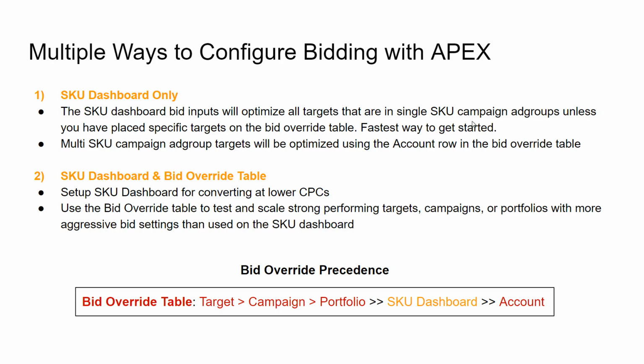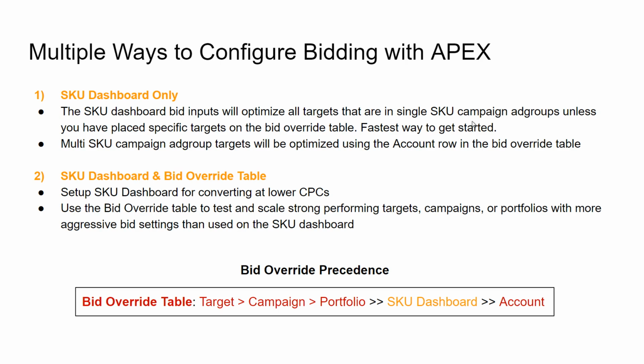It just essentially accounts for all of the multi-SKU campaign ad groups that would fall back, because the SKU dashboard isn't accounting for those. And you'll see how that works as we go into the system on the next video, kind of live. But just know that that's method 1. You can use just the SKU dashboard only.